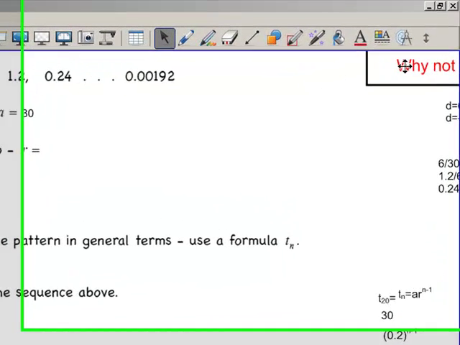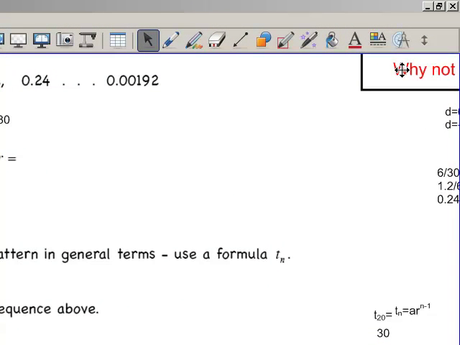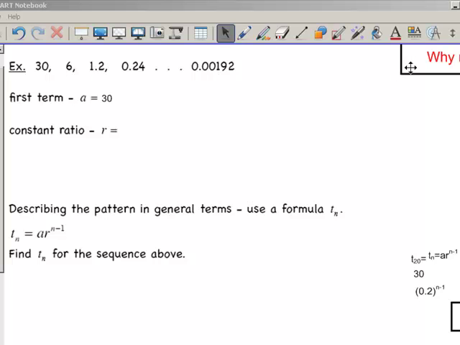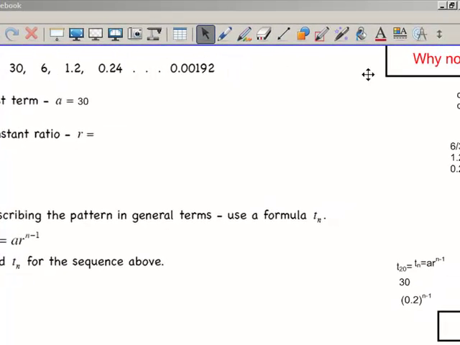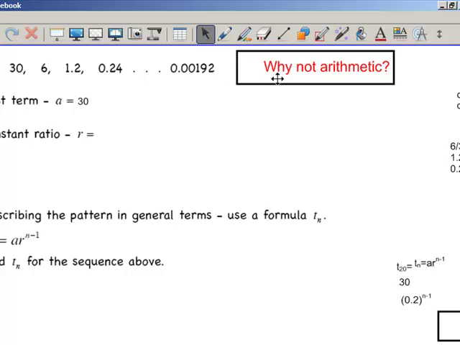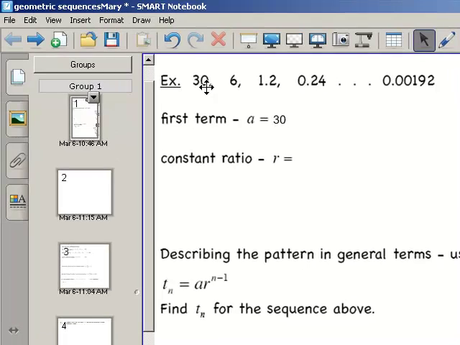Now that you're comfortable with arithmetic sequences, we will start looking at geometric sequences. When you come to do questions on your ISU quiz, you may have 3 or 4 sequences in one question. You're asked to determine what type they are. So first let's look at this one. Let's see what makes this not an arithmetic and what makes it a geometric.